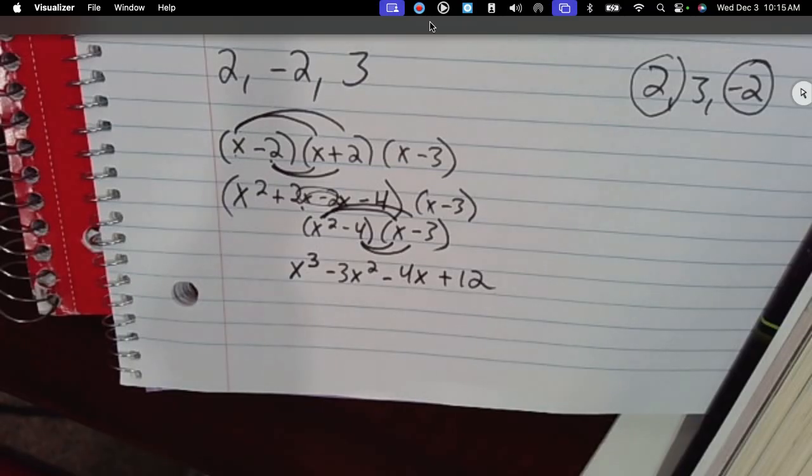Yay. Are we getting it? Kind of? Yes? No? Is that all? That's it. Yeah, I just wanted standard form.